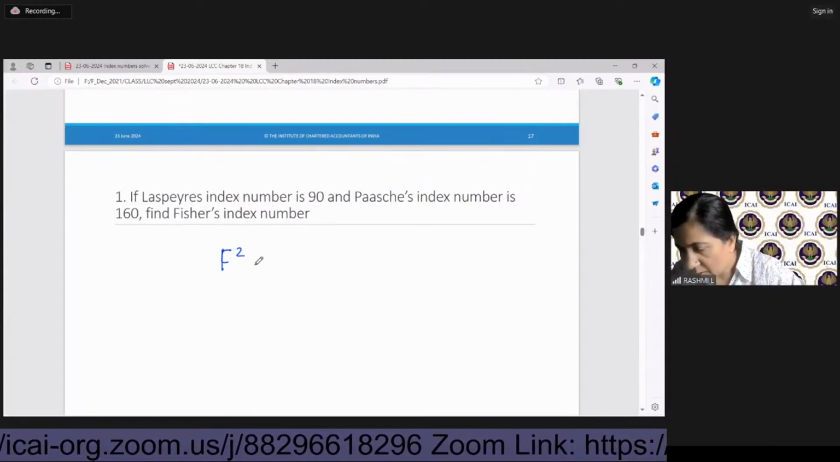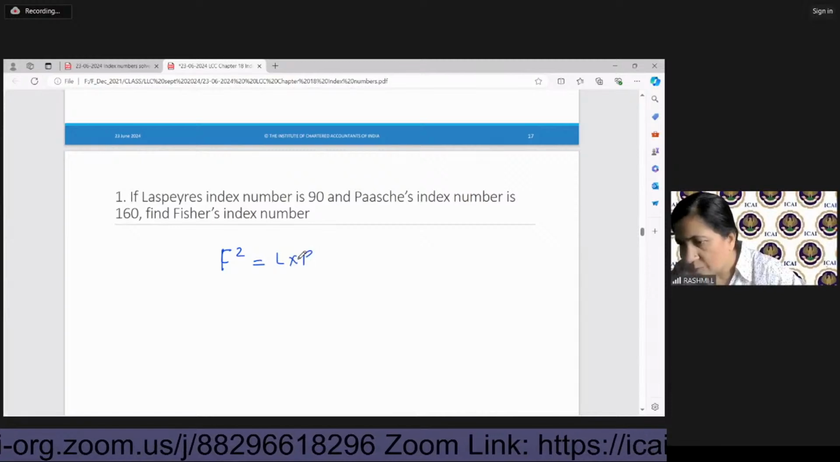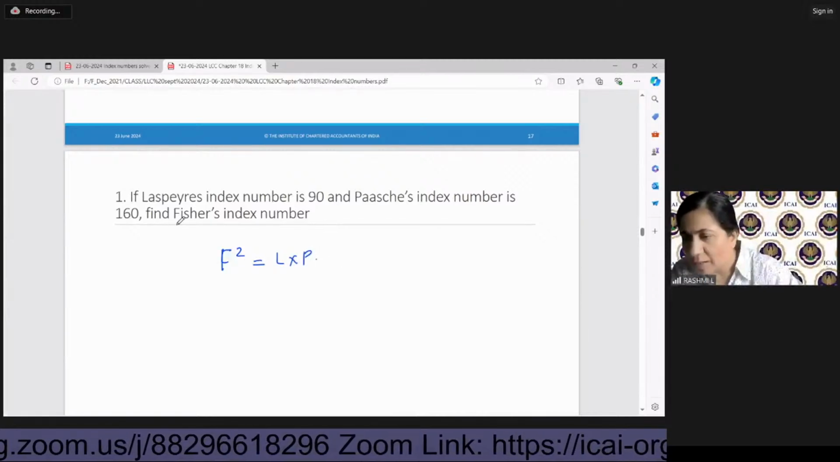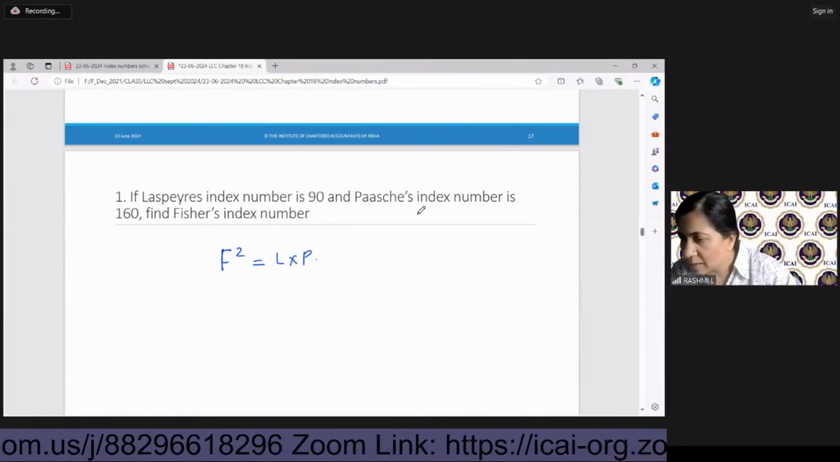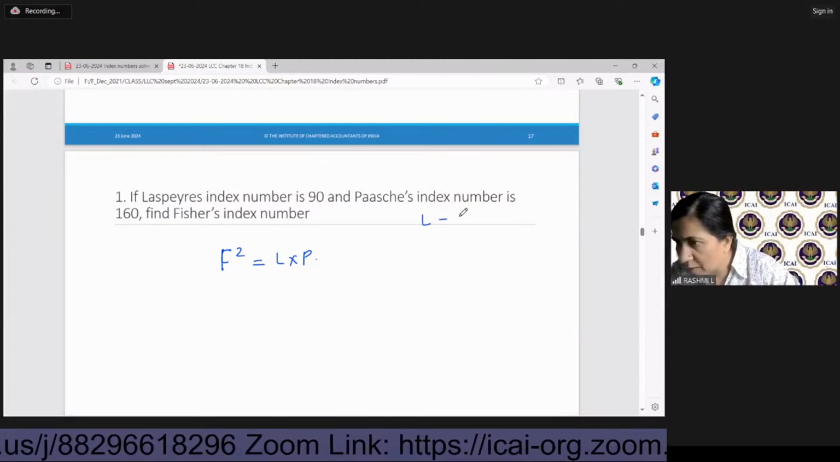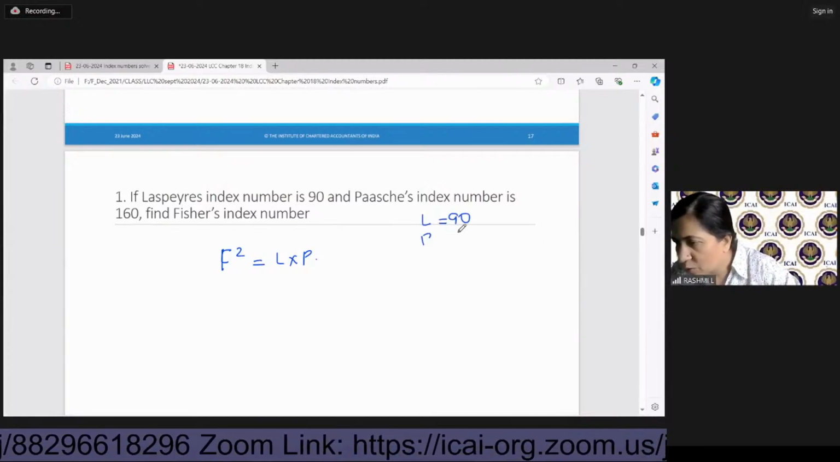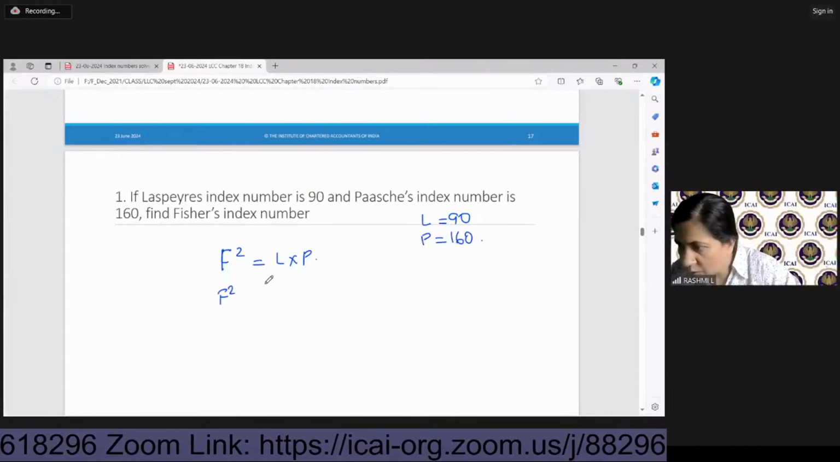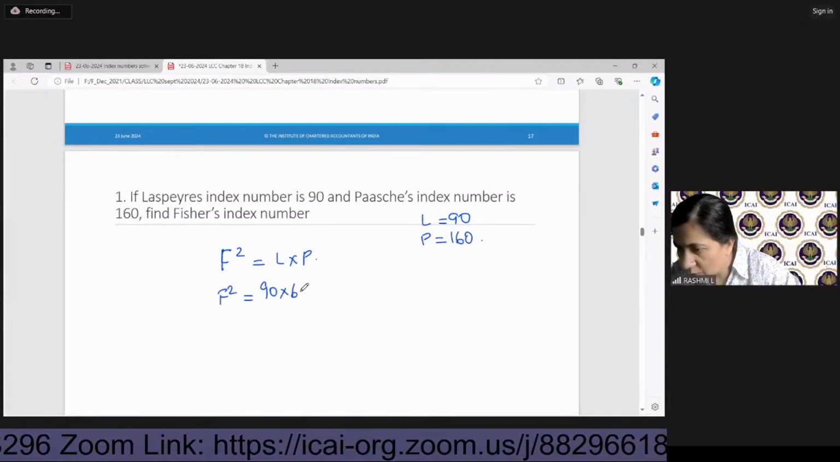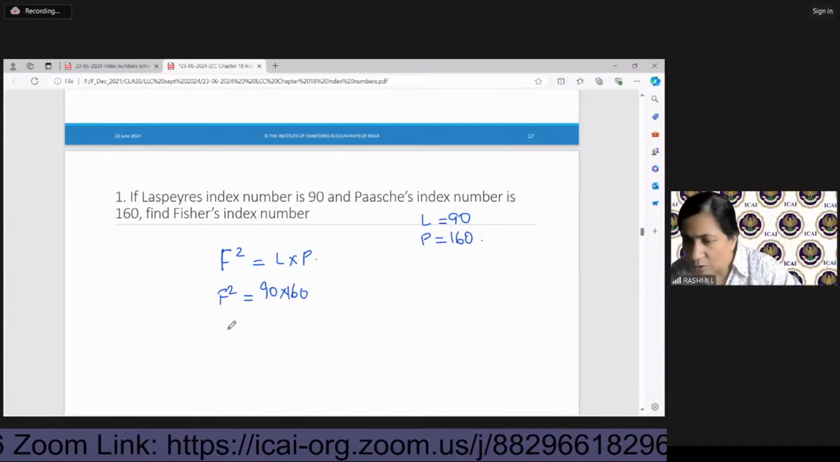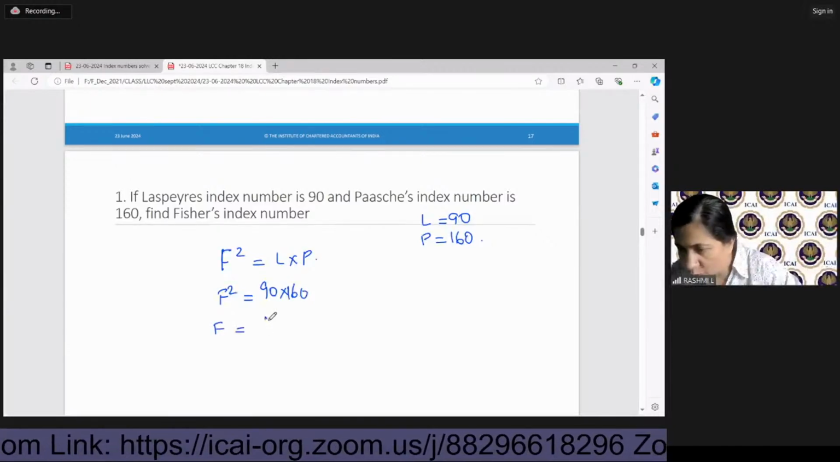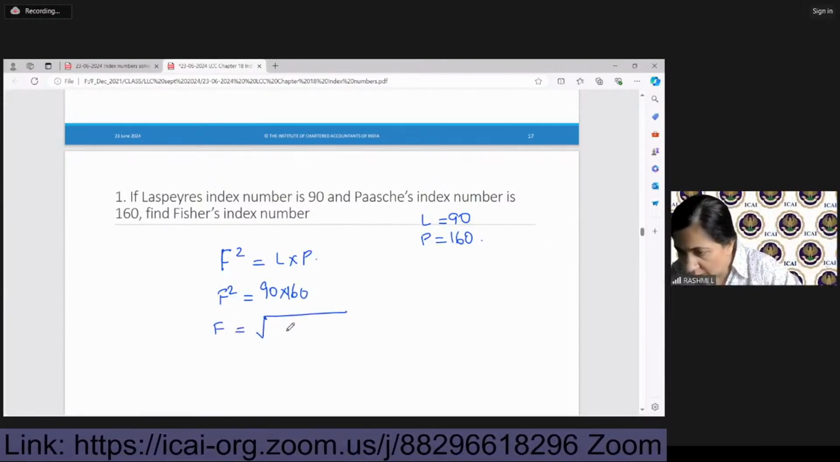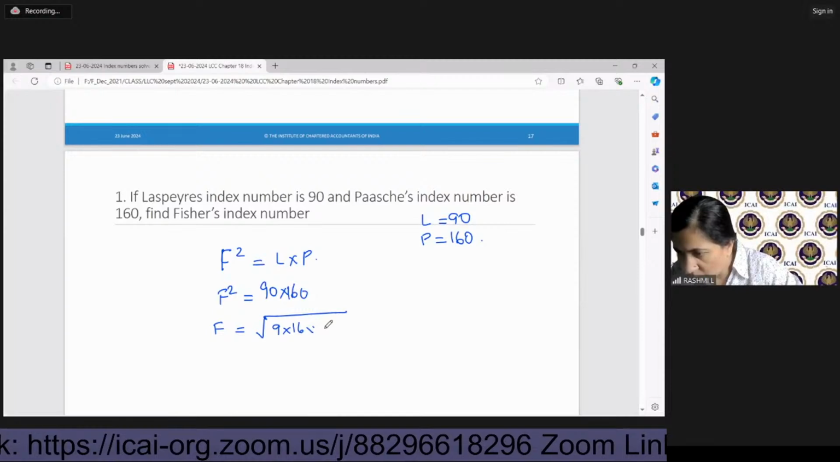F square is equal to L into P. Fisher is last buyer into partial. If last buyer's index is 90, so L is given to me as 90, partial is given to me as 160. So F square is equal to 90 into 160. So F will be equal to square root of 9 into 16 into 100.